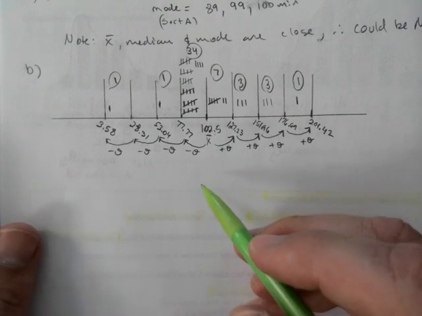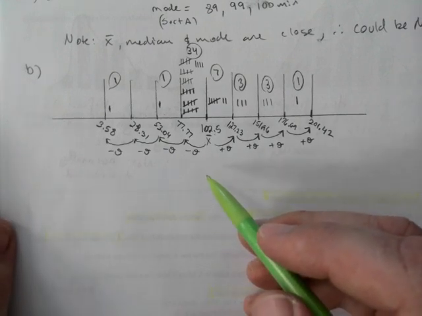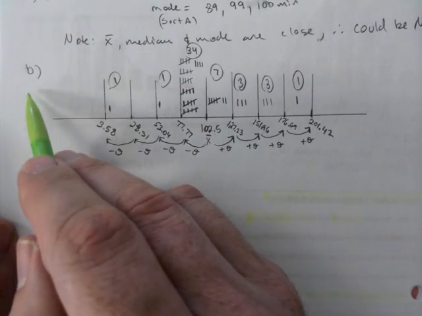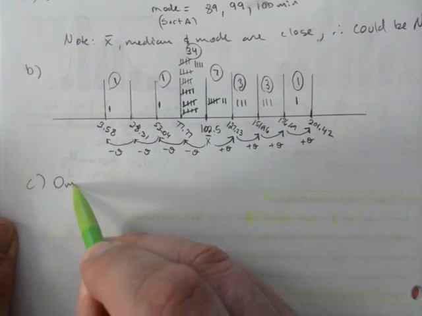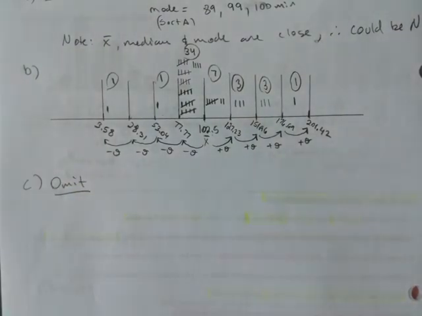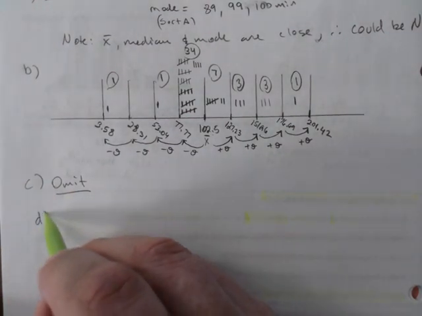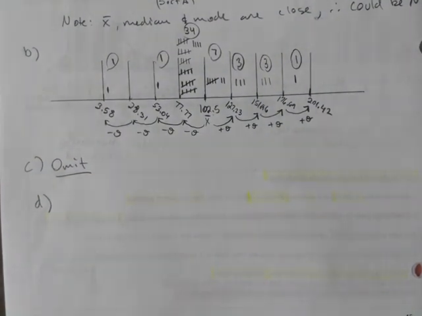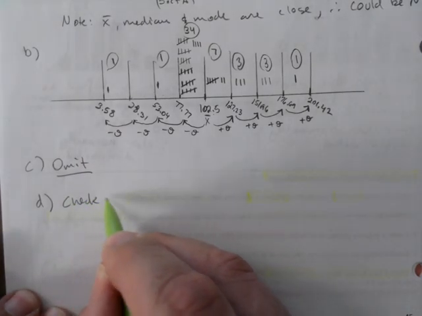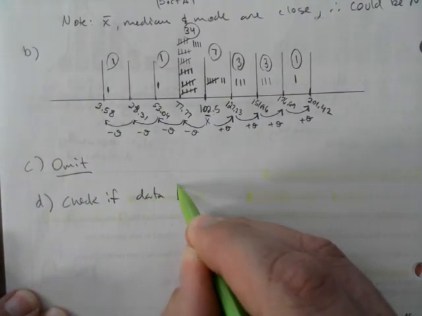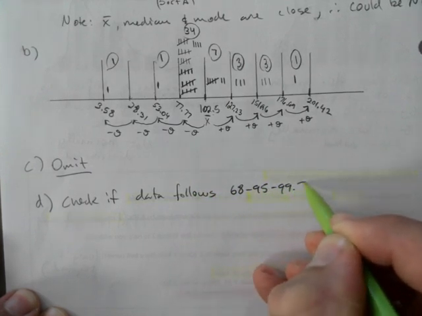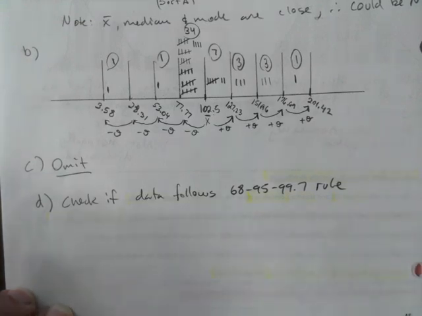We can finish this. So this is B. C we will omit. We will not be making a frequency histogram or a frequency table in this case. D, are the lengths of the movies normally distributed? Check if data follows the 68, 95, 99.7 rule. That's what we're going to check for here.